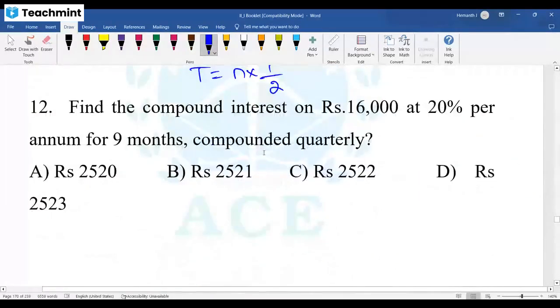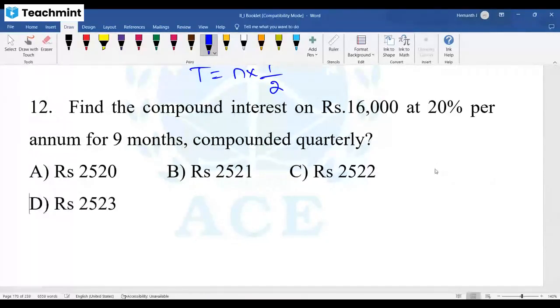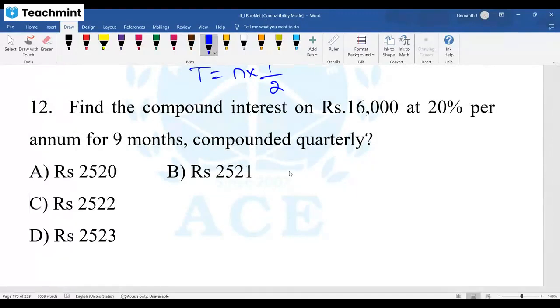Next question. This is compound quarterly. Previous question was compound half yearly or semi-annually. This is compound quarterly. And we already solved in the previous session regarding compound annually. In the introduction also we discussed the compound annually concept. Now quarterly.